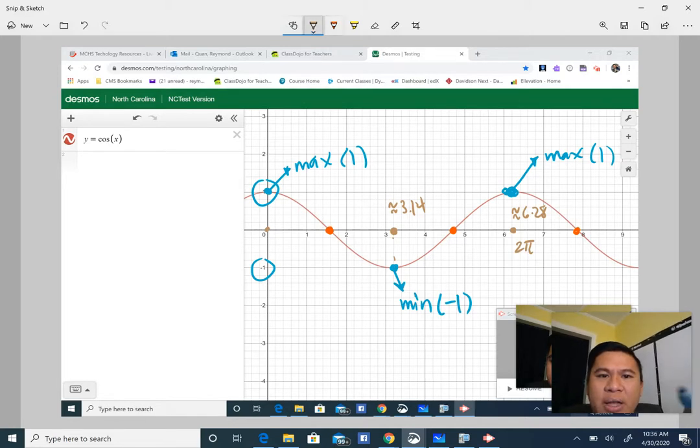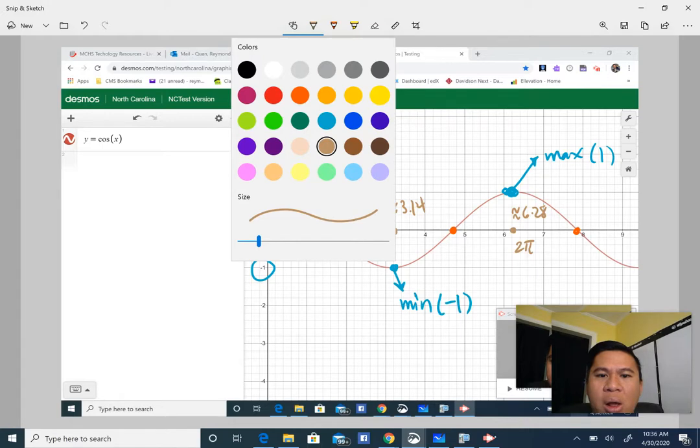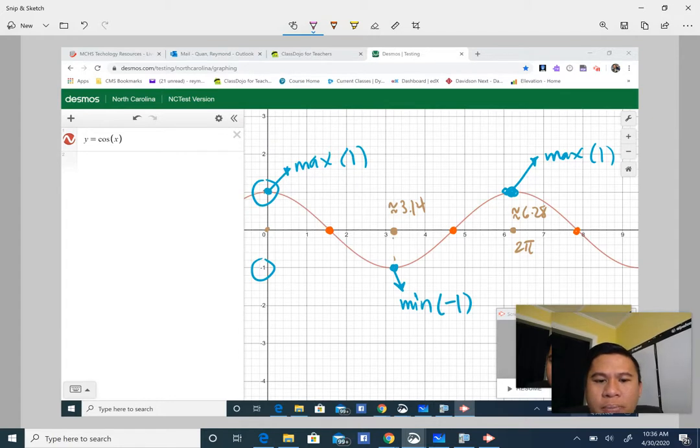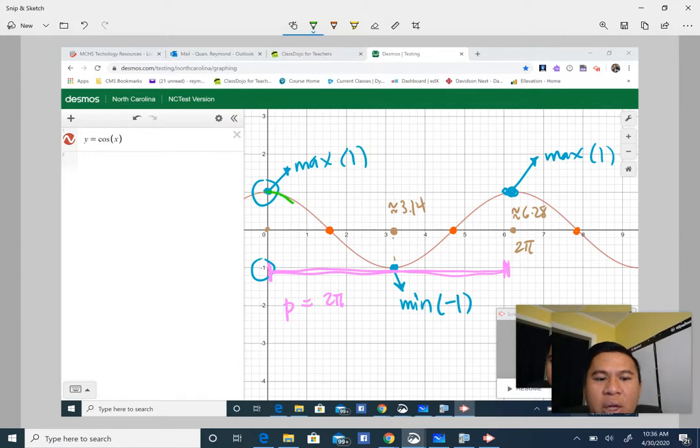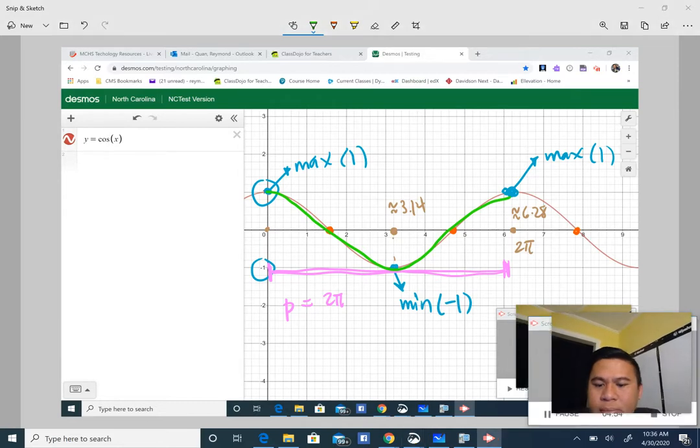Now, in terms of analyzing where our period is, the period is from the first maximum to the second maximum. So the period is from here up to there, which is in fact 2 pi. And as you may see, one complete cycle for a cosine function should look like that.